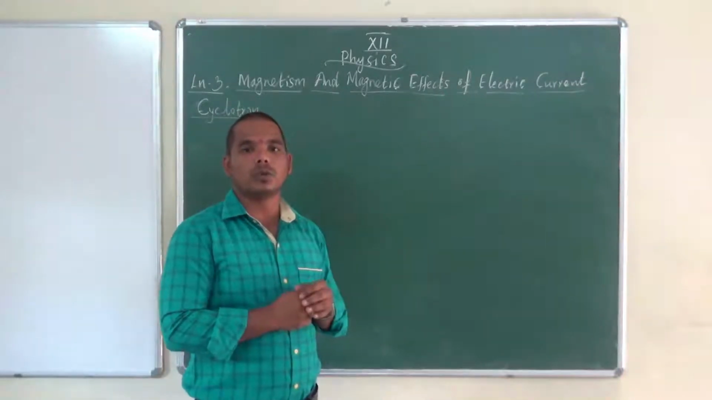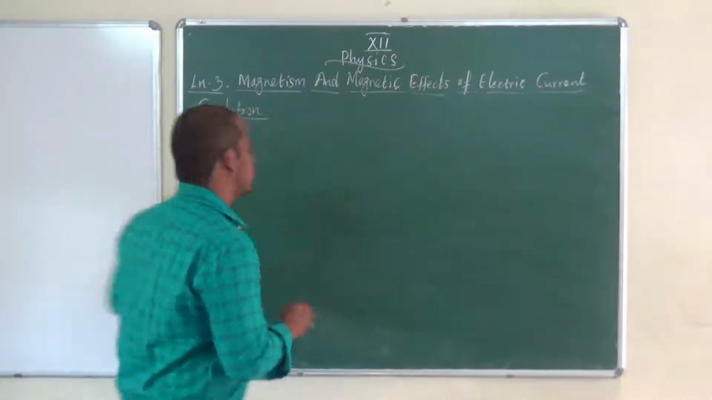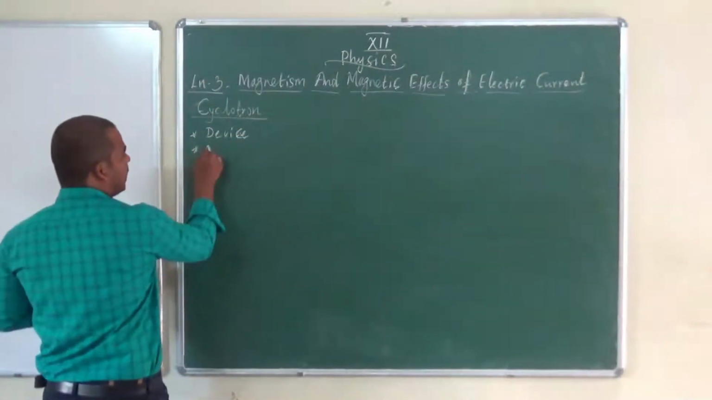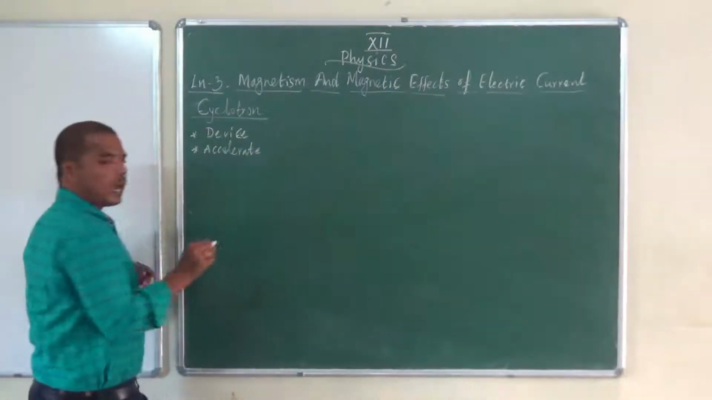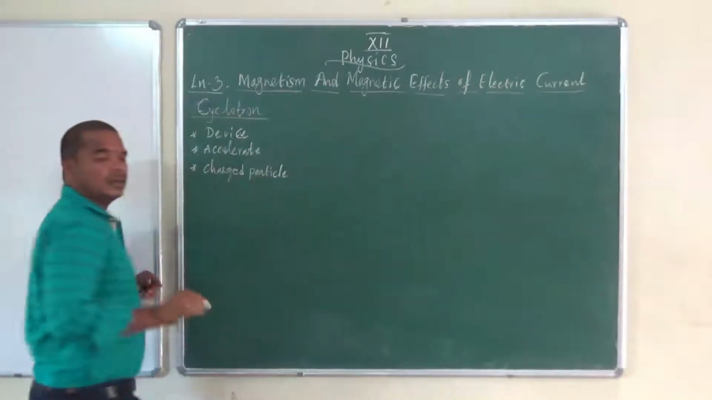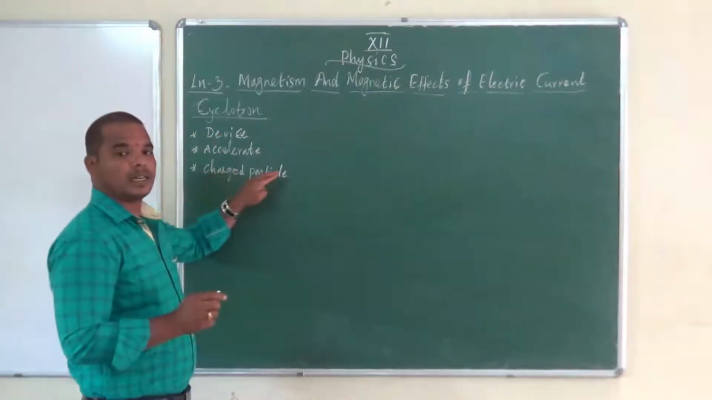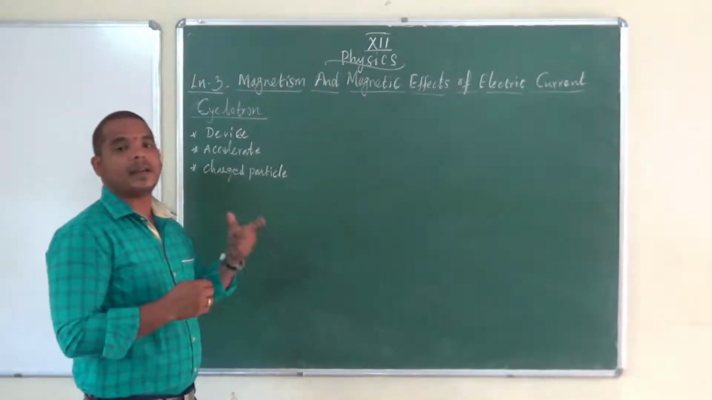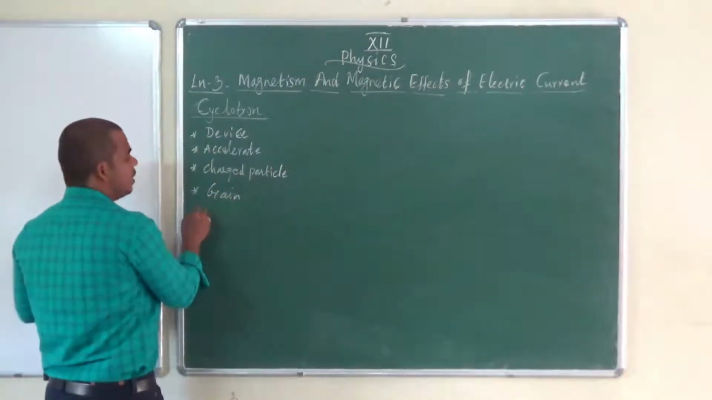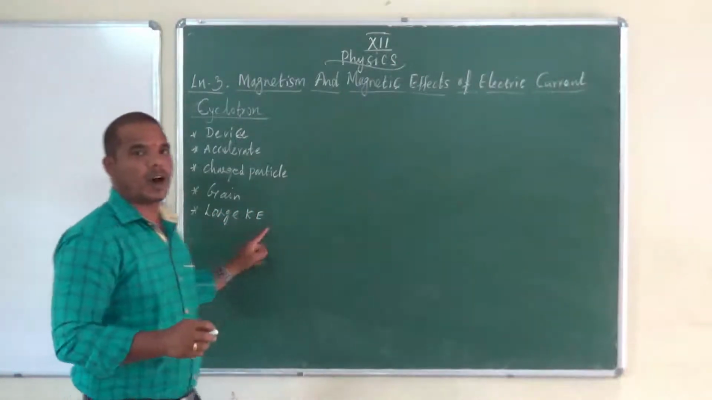Cyclotron is a device used to accelerate charged particles to gain large kinetic energy. What is that? It is a device. This device is used to accelerate charged particles. Examples of charged particles: proton, electron, etc. So cyclotron is a device used to accelerate charged particles, and the charged particle gains large kinetic energy after the acceleration. K.E. means kinetic energy, large kinetic energy.